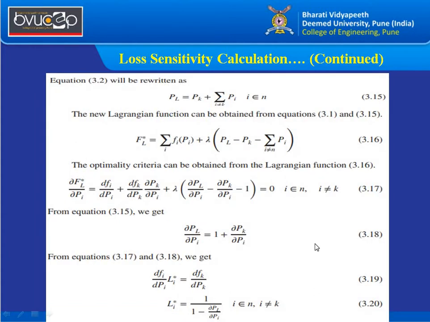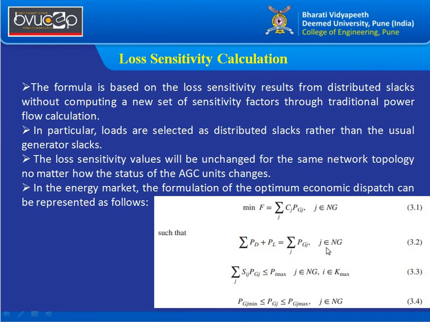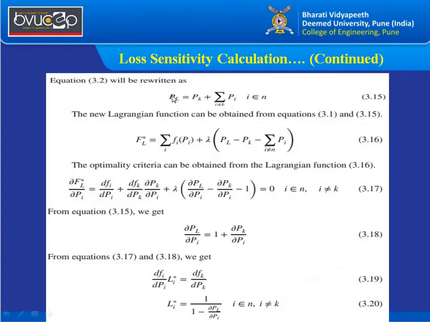Moving on to the next slide, equation 3.2. This equation can be modified and written as PL equal to PK plus summation of Pi. So this Pk is a function of the injected power, and the injected power is the summation of the power flowing through all the buses. Now we can define a new Lagrange's function, represented by this star, which is a function of the injected power plus the Lagrange's multiplier times this bracket, which is the generated power, the power consumed by the load, and the losses.